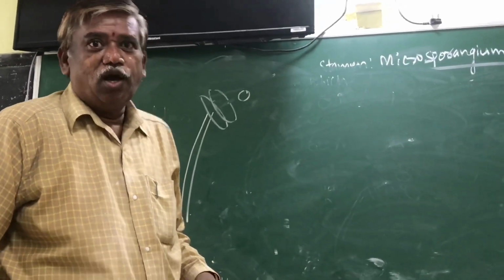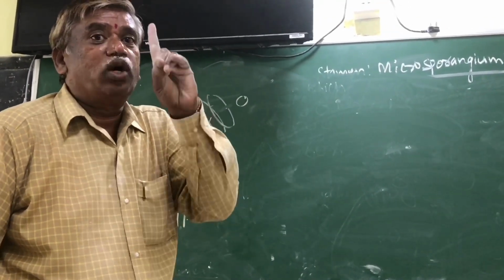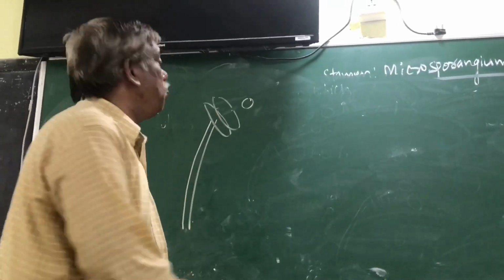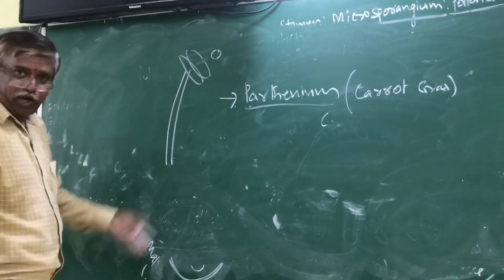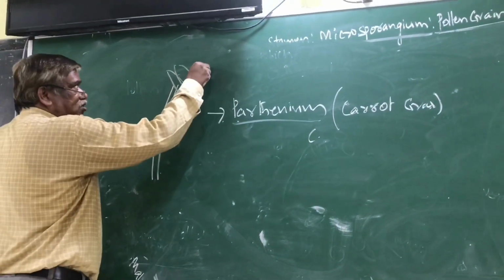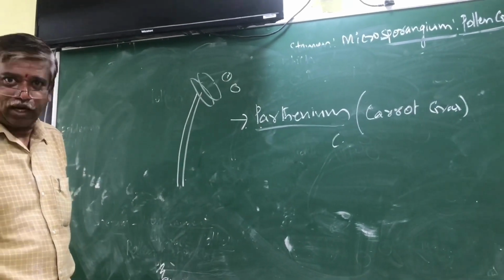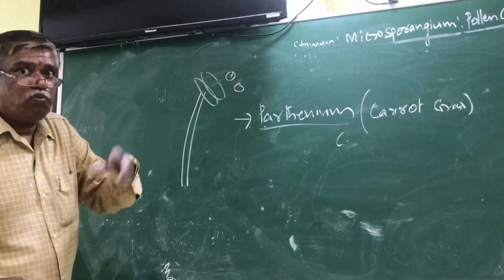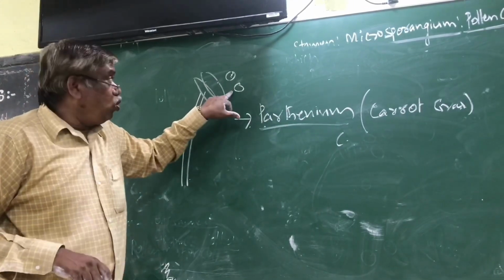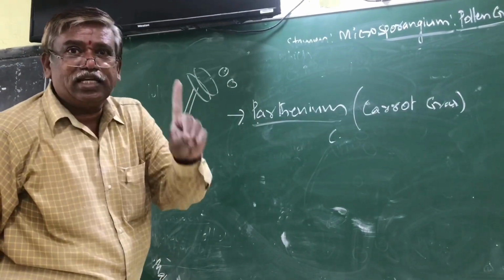But this causes a negative effect in only one case, that is the Parthenium plant. Suppose it is a Parthenium plant. It is dehiscent. The pollen grains are released in the atmosphere. If any person inspires atmospheric air with pollen grain of Parthenium plant, that causes a negative effect.